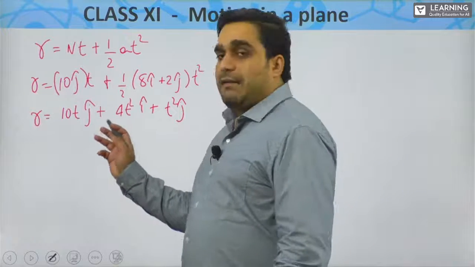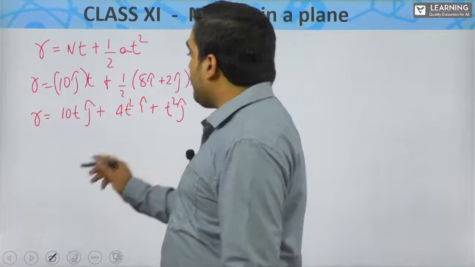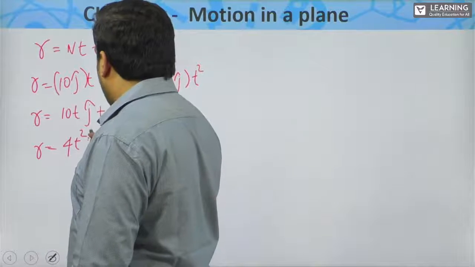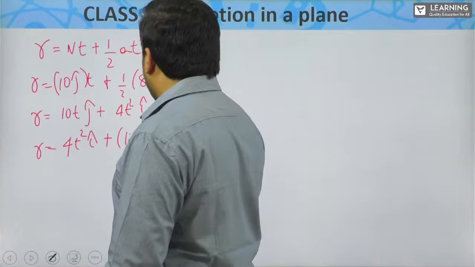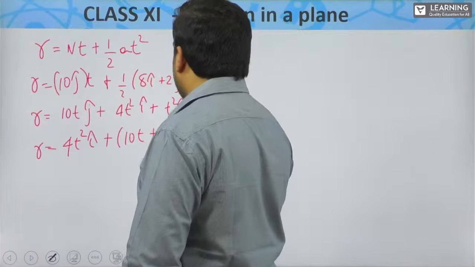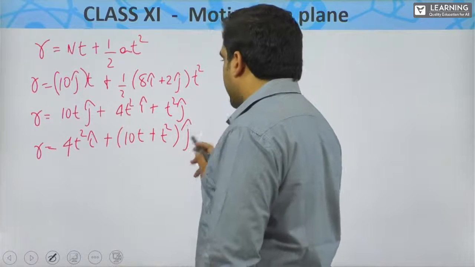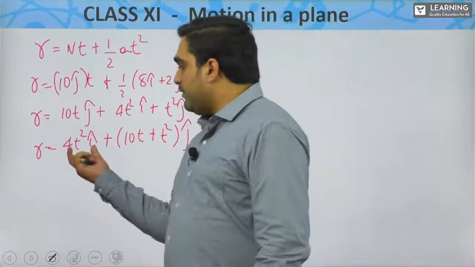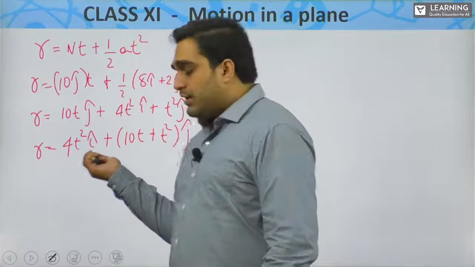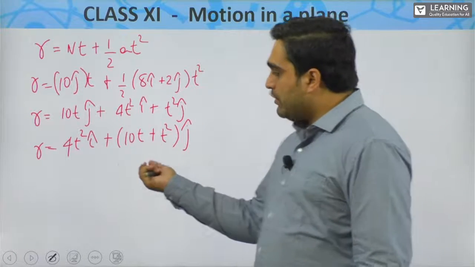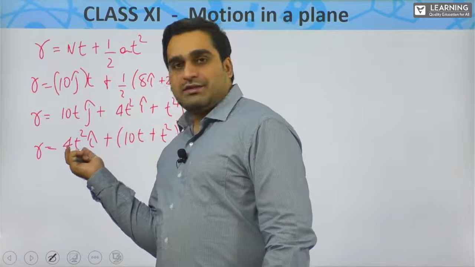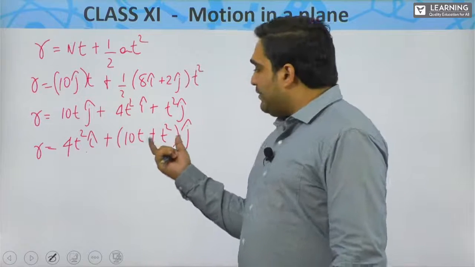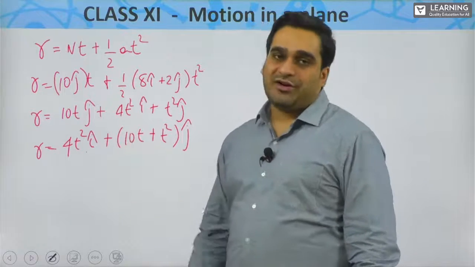Now I'll bring all the i cap and j cap terms together. So I have only one i cap term: 4t square i cap plus (10t plus t square) j cap. All right, so we have a basis vector for the x coordinate and a basis vector for the y coordinate. This term represents the x coordinate of the particle, and this term represents the y coordinate of the particle.